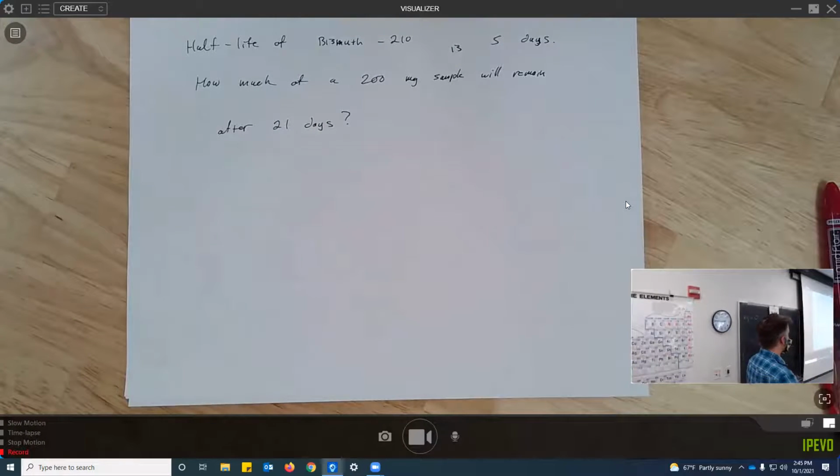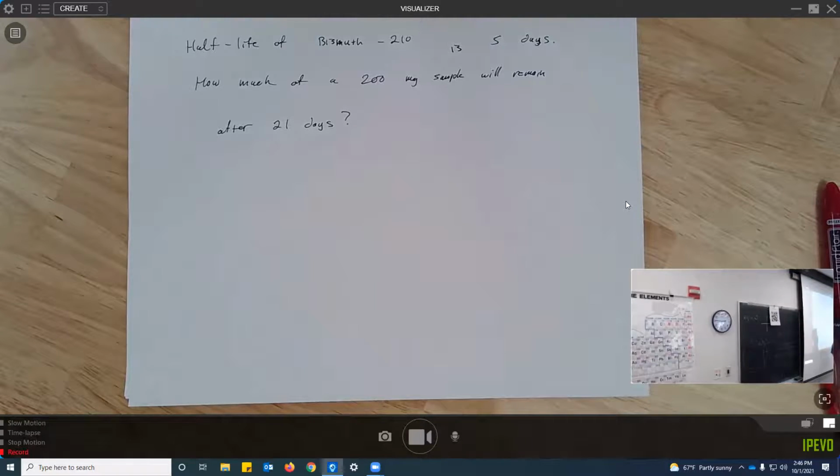Well, we can almost guess this. We're not going to be 100%, but we can make a good estimate. After 5 days, how much is there going to be? That's a good question. If the half-life is 5 days, that means after 5 days we're going to have half of what we started with. So after 5 days, if we started with 200 milligrams, how much are we going to have? And then after another 5 days, so 10 days, how much are we going to have? And then after another 5 days, so 15 days, we're going to have 25.